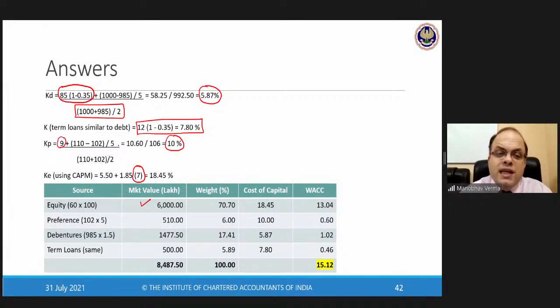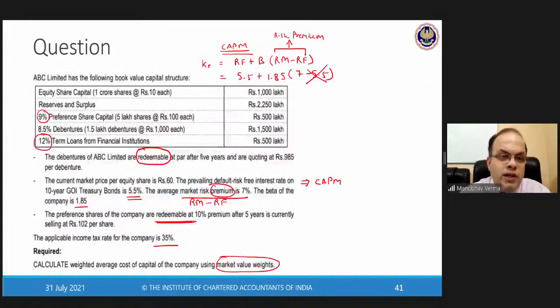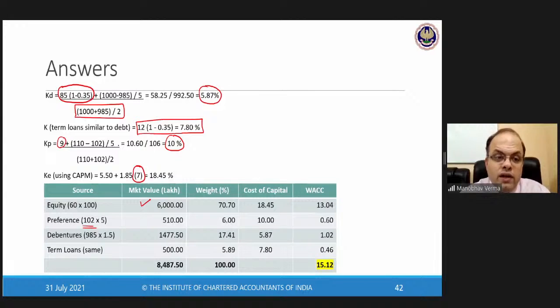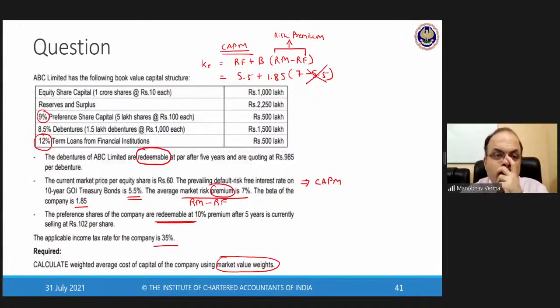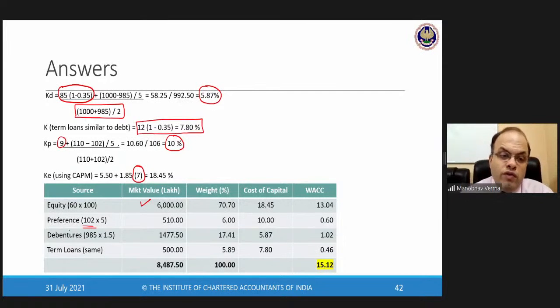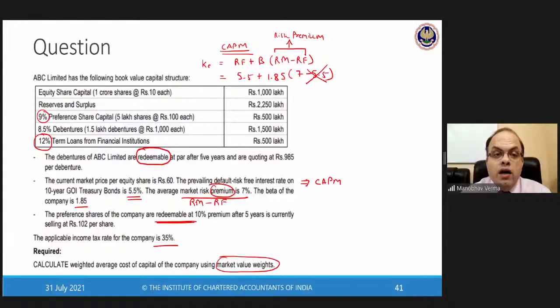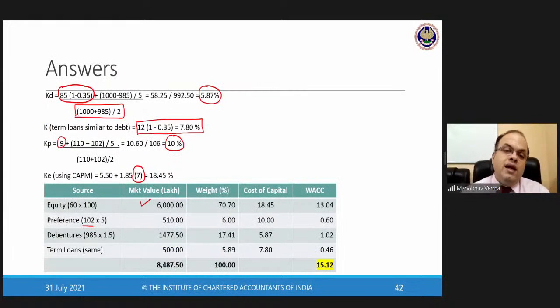Similarly, the preference capital, which was 102, and how many shares were there? 5 lakhs. So 102 into 5. Debentures were 1.5 lakhs, and in the debentures we are clearly given the market price of 985. So 985 into 1.5, and the term loans, of course, hold the same value, so you have 500 lakhs. So you get the market value weights here.